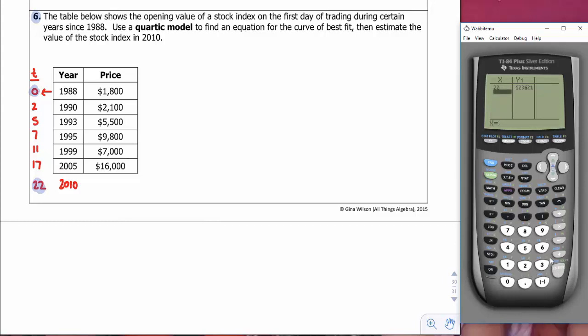We get 123,621. So again, it wasn't even close to fitting. I knew it was taking off, but it just took off too quick there. But I can show you that if you want to see it here. But this is going to be in 2010. Estimate the value of the stock index. It's going to be approximately 123,621.